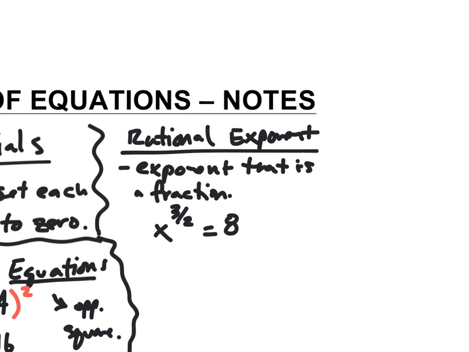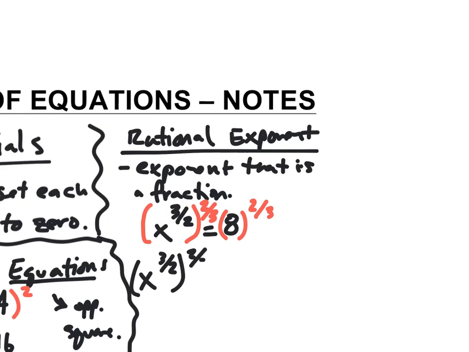So if I want to undo this, what I would want to do is raise this to the reciprocal power. So I would raise this to the 2/3 power, and I would do the same thing to this side, raise this to the 2/3 power. I want to show you what happens. If I have x to the 3 halves raised to the 2/3 power, and that's going to equal 8 to the 2/3 power, what I do with these two exponents is multiply them. So this would give me x to the 3 halves times 2/3, equal to 8 to the 2/3 power.